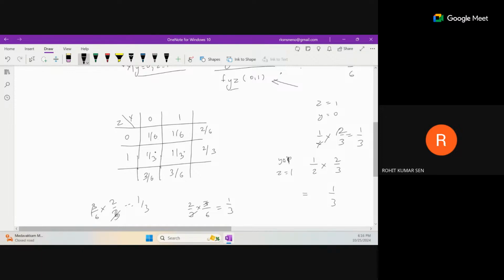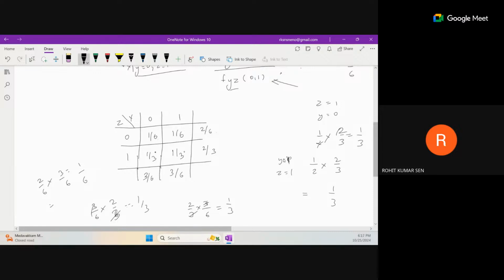Let's check for this one. So for this into this, 2 by 6 into 3 by 6. So it is going to be 1 by 6, so it is also correct. And in the same way you will check for this, and it will also be 1 by 6. So we can see that y and z are independent.